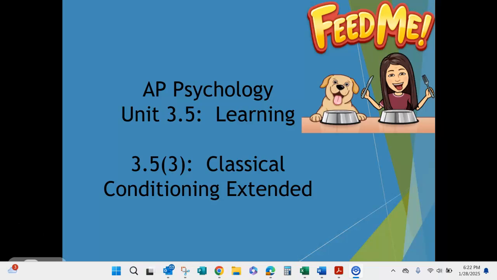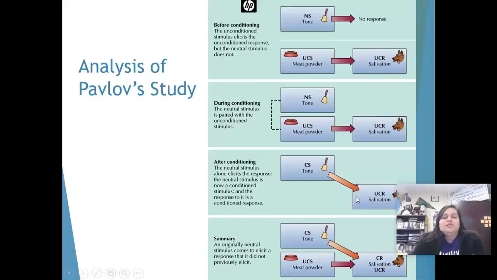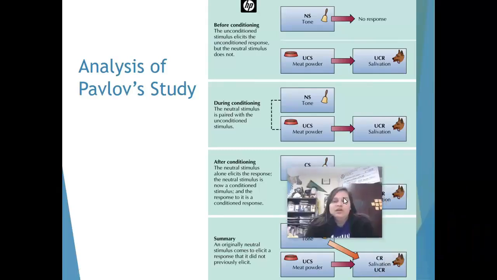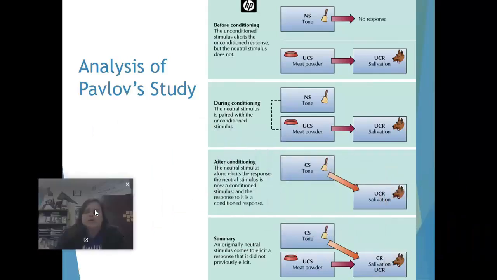Hello, we're still in Unit 3.5 on learning, and this is section 3.53, where we're extending out a little bit more with classical conditioning. My Bitmoji is hanging out there with Pavlov's dog. Let's get started. So, reviewing quickly the Pavlov experiment and some of those terms we talked about in the last section.